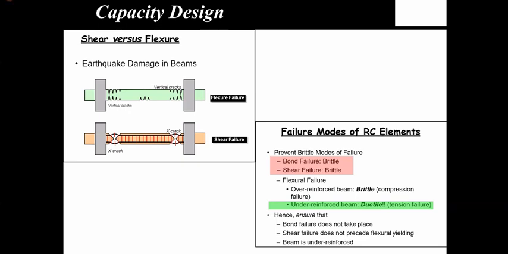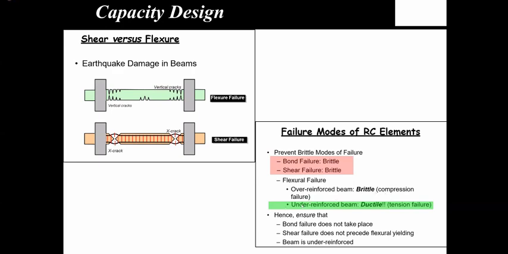And in modern codes, we avoid bond failure by providing enough anchorage length and by providing deformed bars. This is a problem of old structures, so we don't need to really worry about it now. And the other mode of failure, what I was talking about, is the brittle mode of failure, right? And the other mode of failure is a flexural failure mode, which if your beam is over reinforced, you might have a brittle compression failure, which we need to avoid.